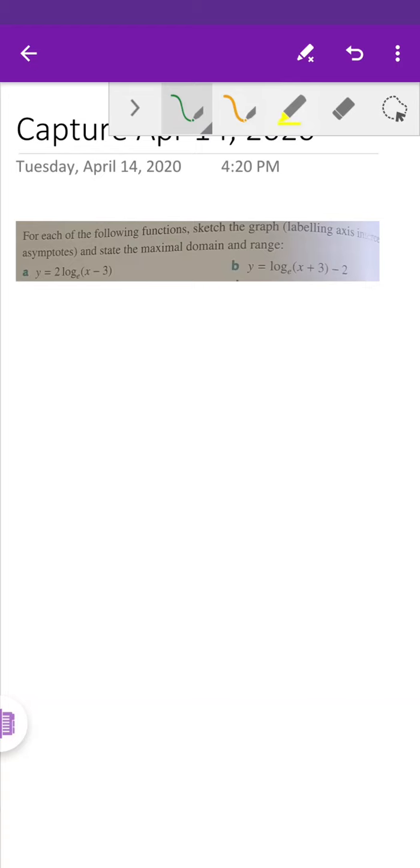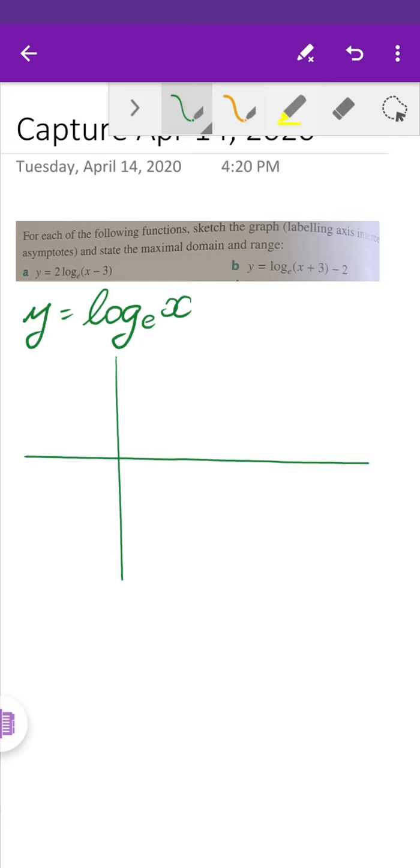In this question, we're asked to sketch the graph and label the axis intercepts and asymptotes and state the maximal domain and range. Let's start by just getting a sketch of the parent function, and let's draw that. I'll get a y-axis. I'm going to move that x-axis across because we're not going to have a great deal of need for the negative values.